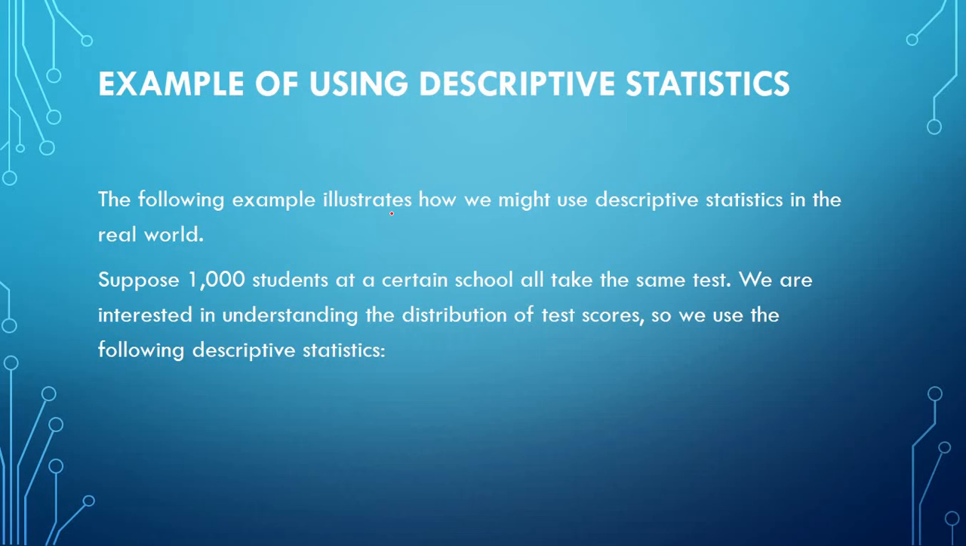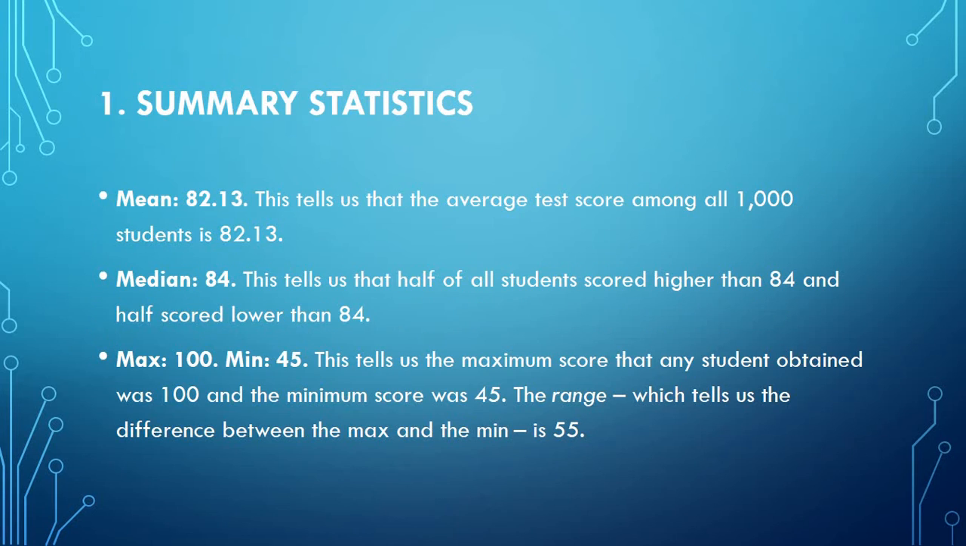The following example is the same example, 1000 students. Now we will see how we can do it. First we will do the summary of statistics. In the summary of statistics, you will find mean value, median value, maximum, minimum, standard deviation, range, everything you can find. See, the mean value is 82.13.